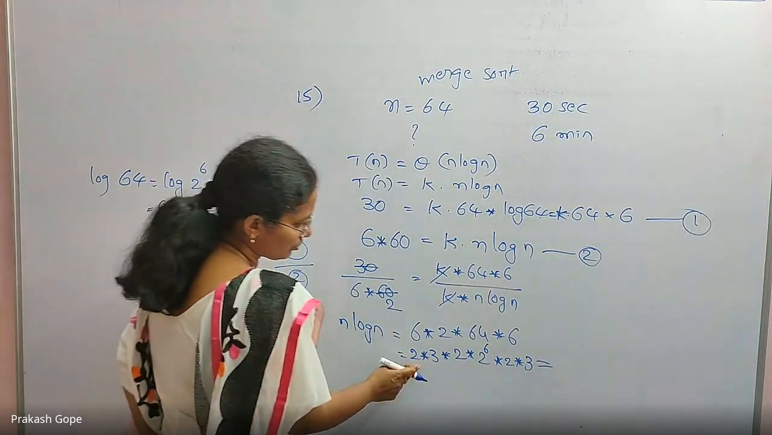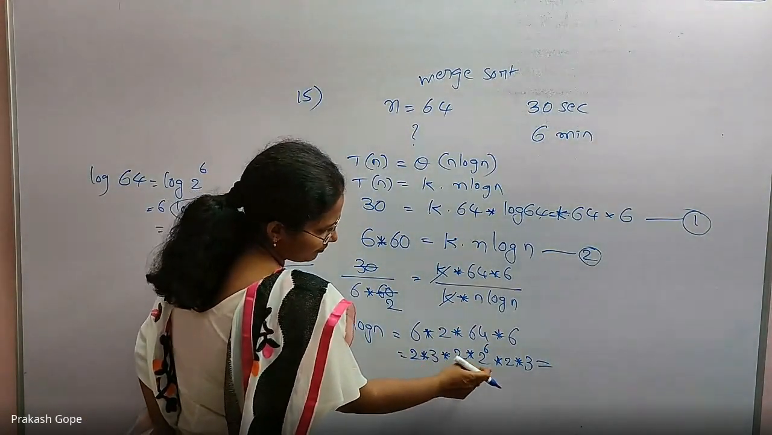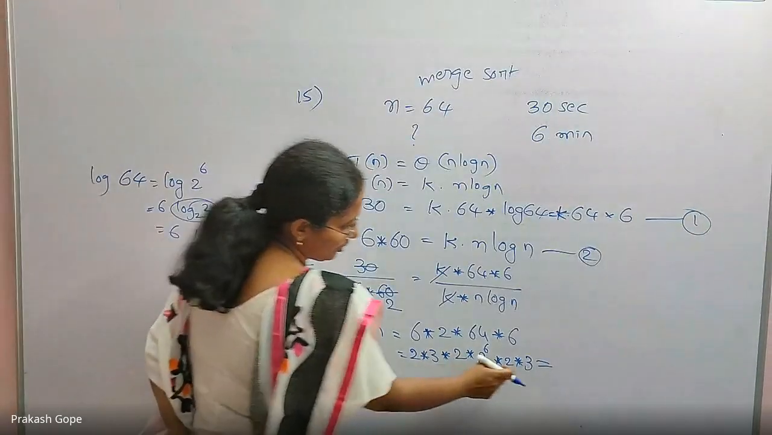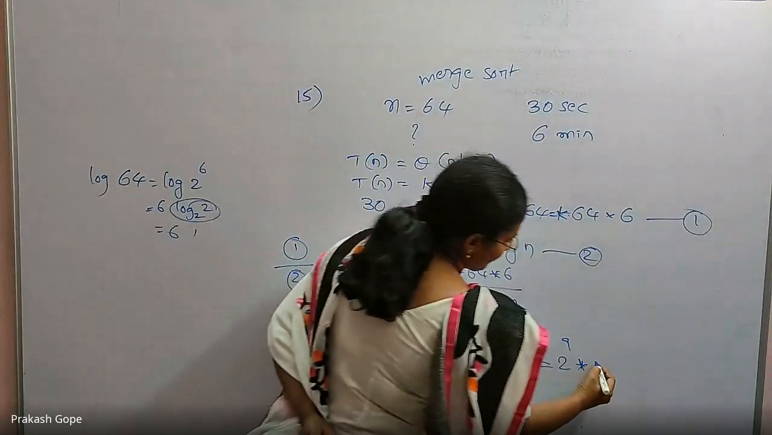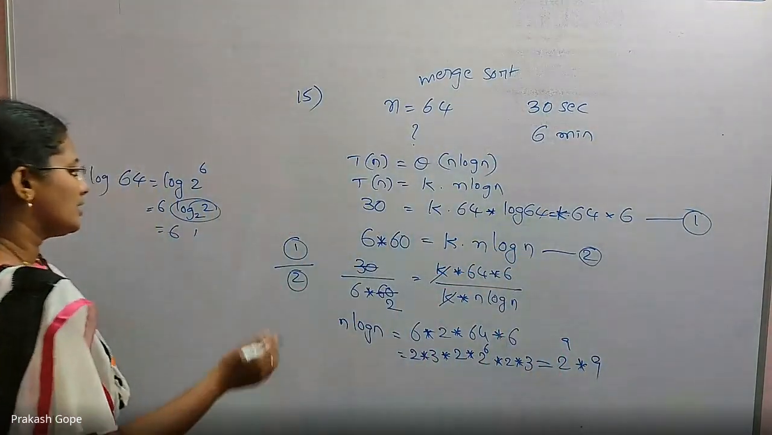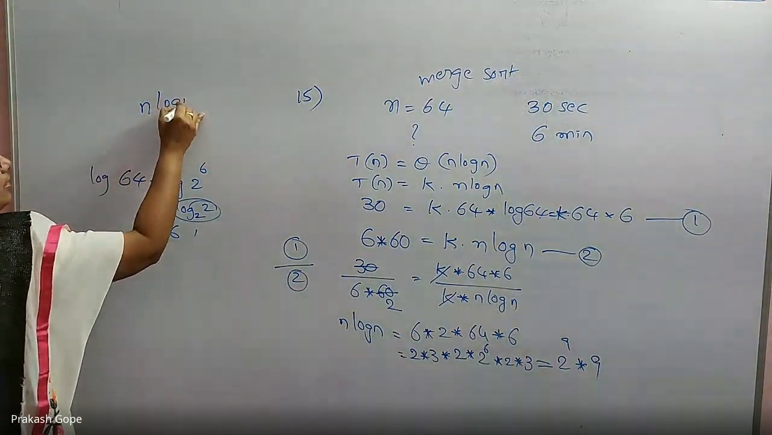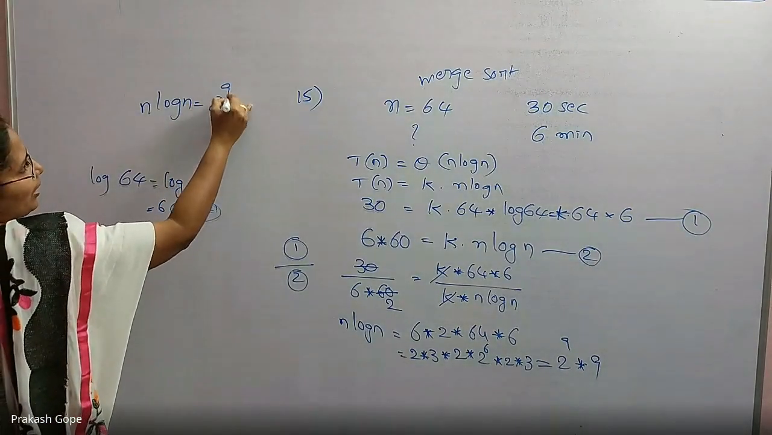So, how many 2's? 2, second, 6, 7, 8, 9. 2 power 9 into 3 into 3, 9. Okay. Just see that n log n is equal to 2 power 9 into 9.